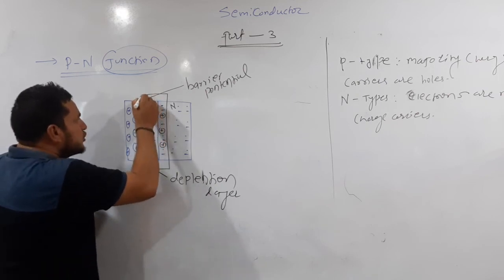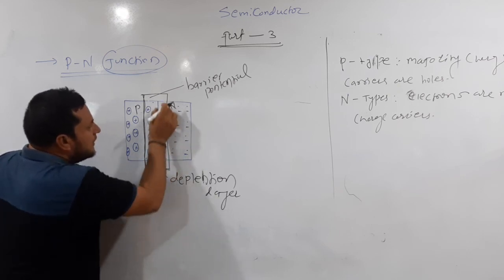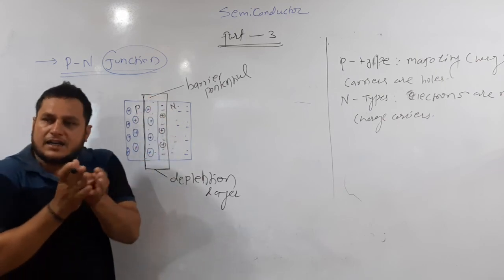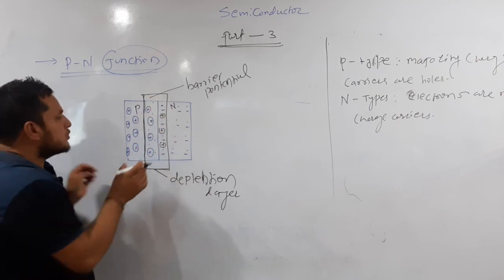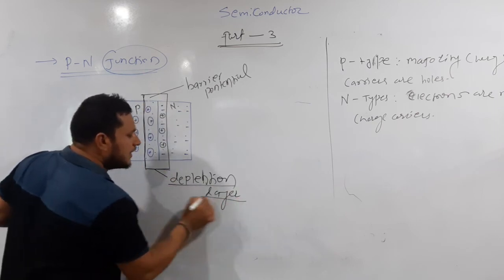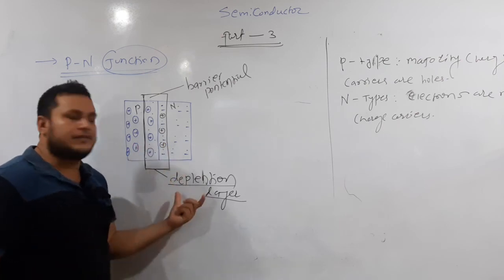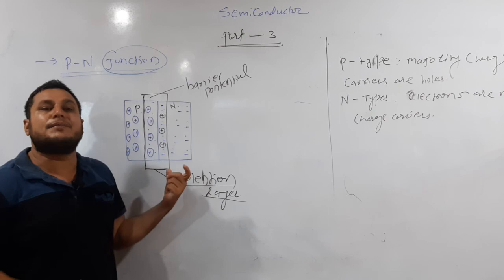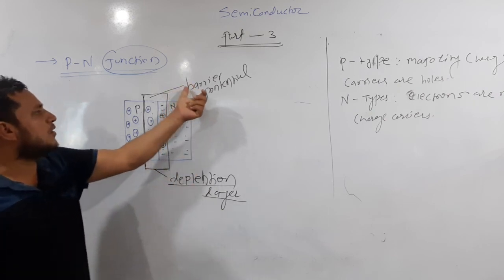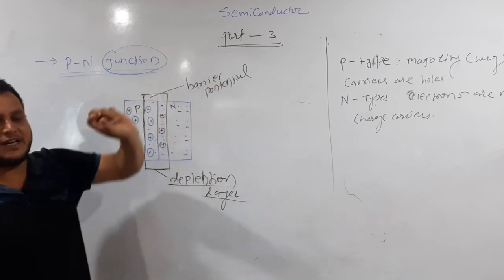So assume here one line of electrons and one line of holes are attracting each other. So they make a particular layer. That layer is called what? Depletion layer. Due to the formation of the depletion layer, it exerts some kind of potential, and that potential is called what? Barrier potential.